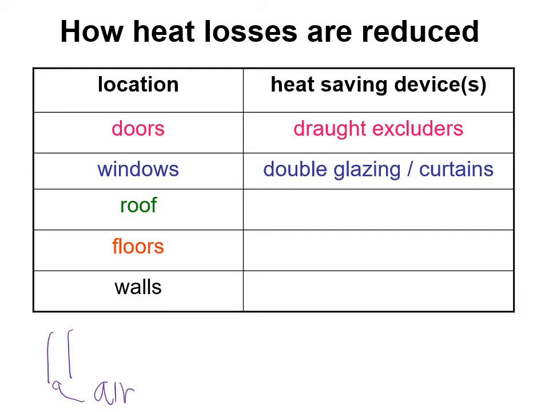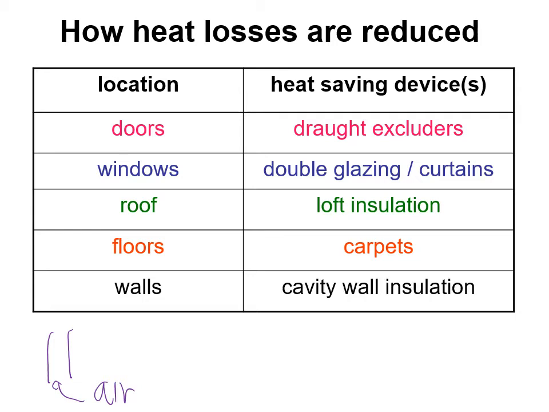Then we have the roof, so loft insulation, something called pink bats, for example, which is basically a way that you can put an insulator in the roof to stop heat loss occurring there. In the floor, you can use carpets, because carpets are a very good insulator. Again, they keep the heat in. And in the walls, you can fill in the gaps, which are usually just air, with even better insulators, which suppress the transfer of heat energy.